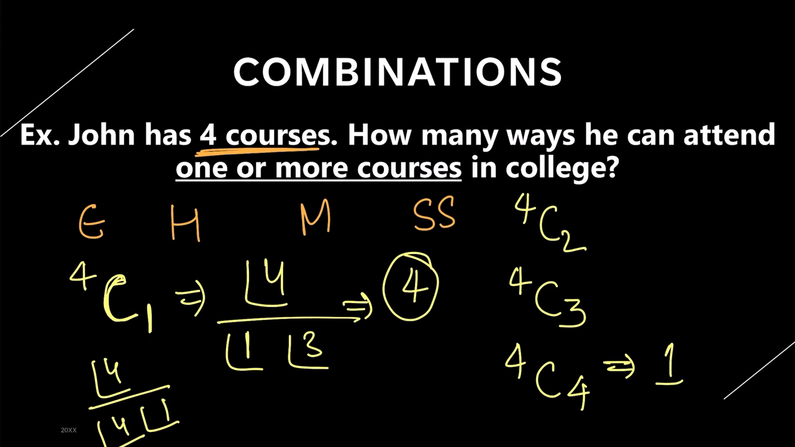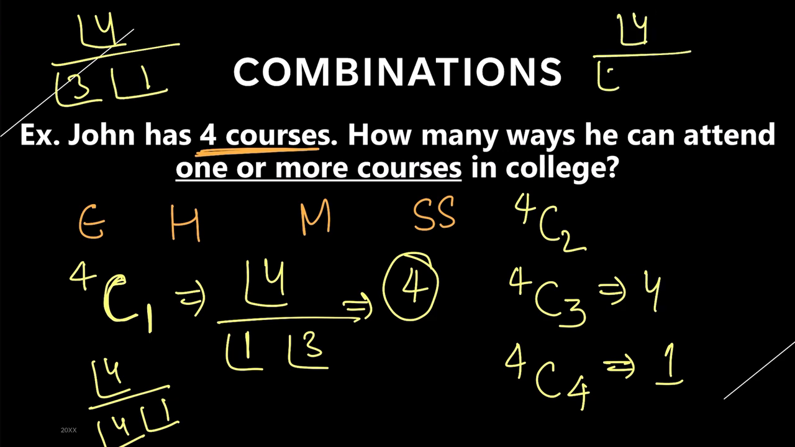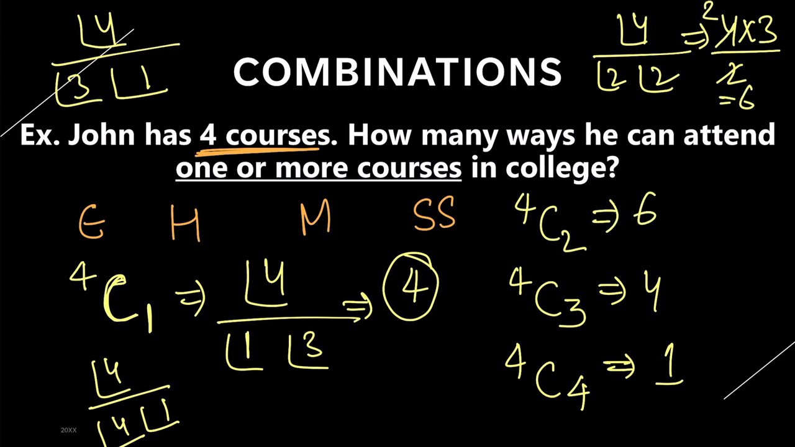So that is one case. 4C3 is 4, 3, 1, so that is 4 cases. 4C2 is 4, 3 into 2, 2, that is 6 cases. So how many ways can he pick the courses?